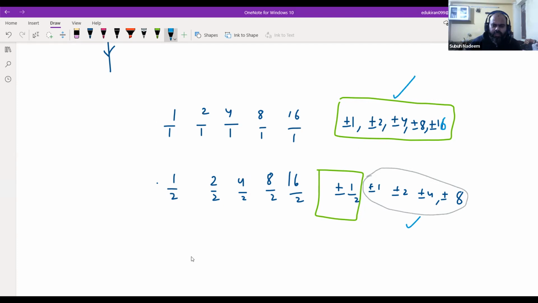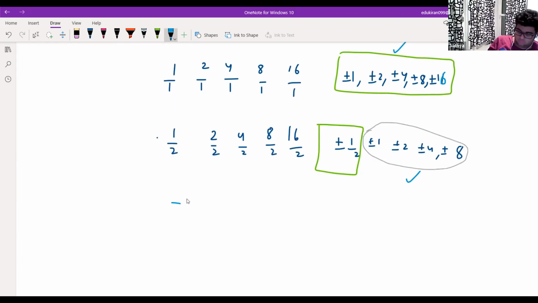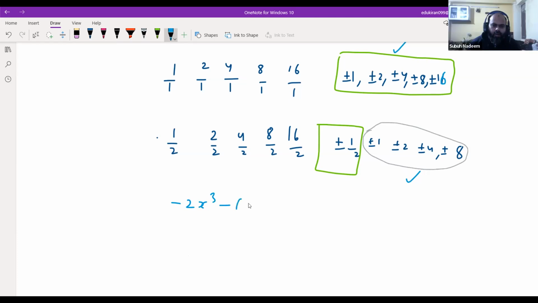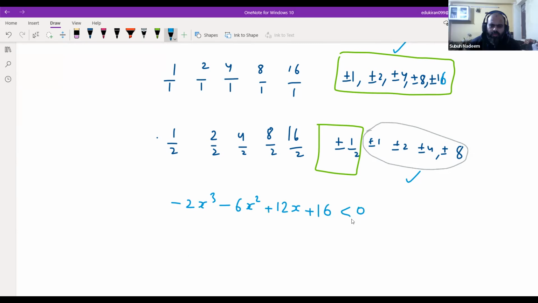What is the equation? Can you tell me? Minus 2x cubed minus 6x squared plus 12x plus 16. Less than 0, greater than or equal to 0, what is it? Less than 0. Only less than, not equal to.